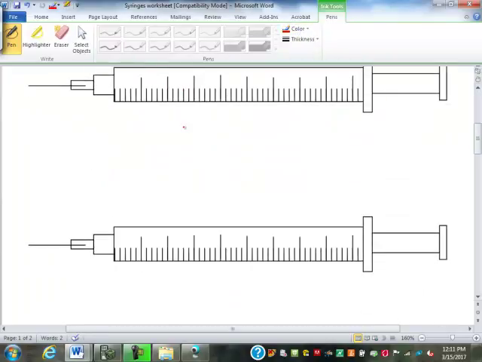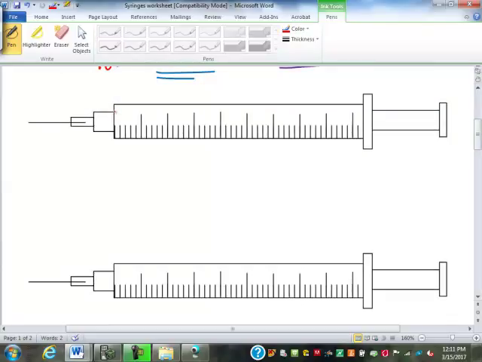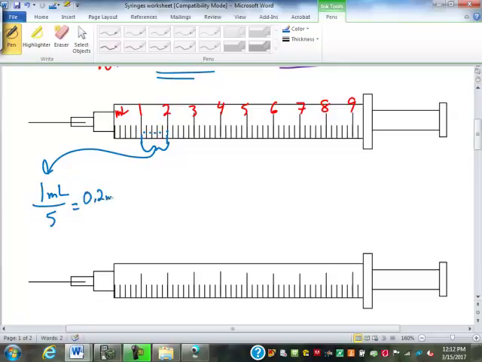So if I come down to this syringe here, this one might be marked differently. That might be marked milliliters, might be marked like that. So this one, to figure out the divisions, again, I'll go from 1 to 2. So that is 1 milliliter. And if I count, there's 1, 2, 3, 4, 5 divisions. So each division is 0.2 milliliters. So it's 0.2 milliliters per division.